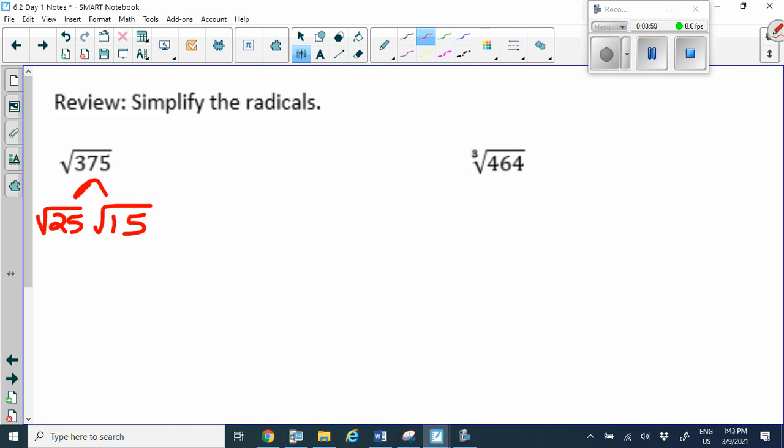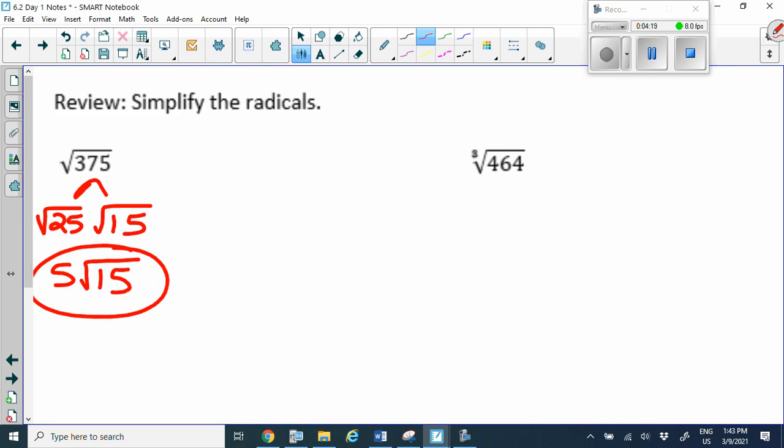So 25 is a perfect square, so I take the square root of it. It's 5. Now 15, is that a perfect square? No. Is there a perfect square other than one that goes into it? No. So because it's not a perfect square, it stays inside the radical. And this would be my final answer.